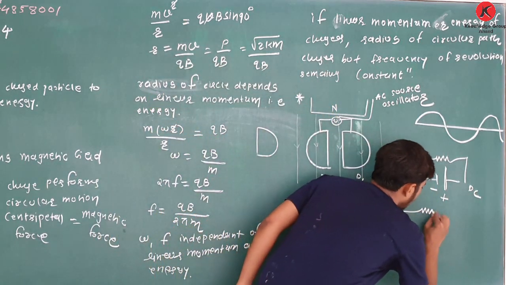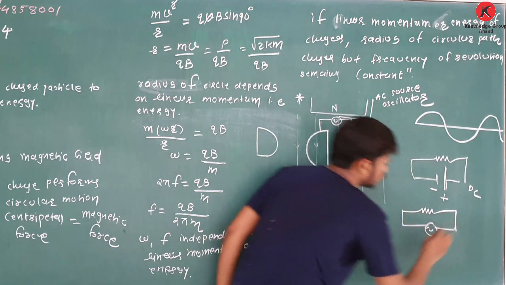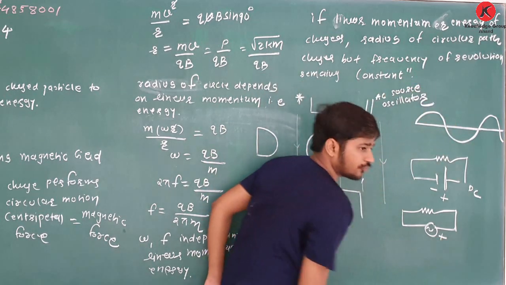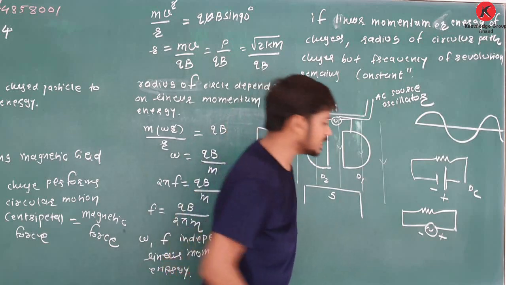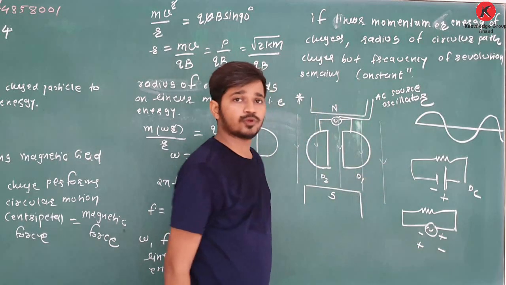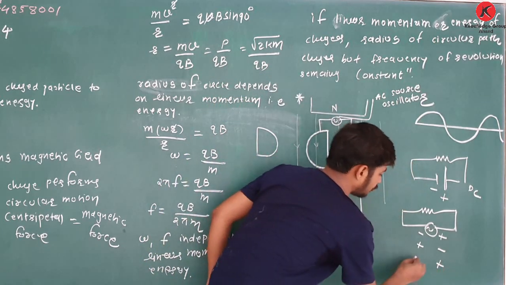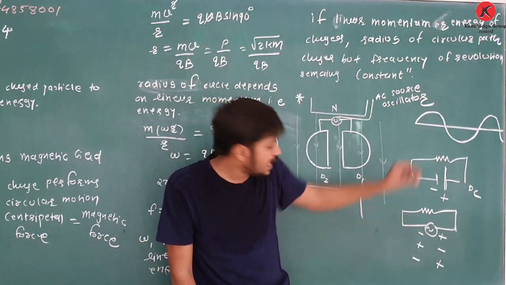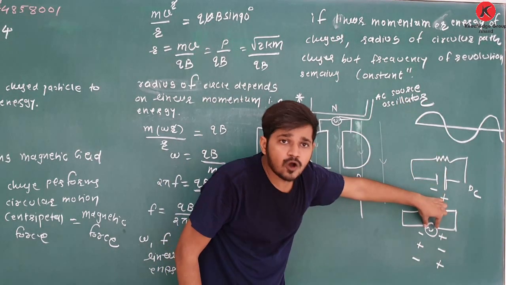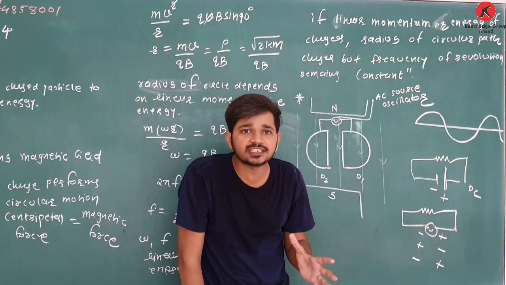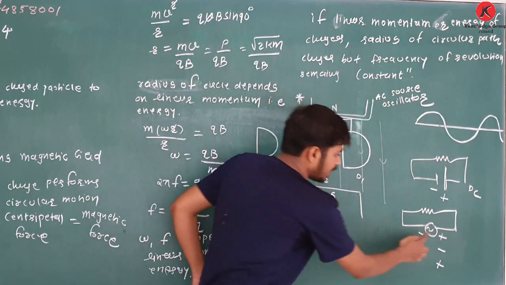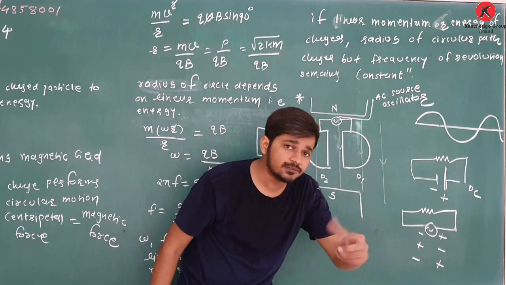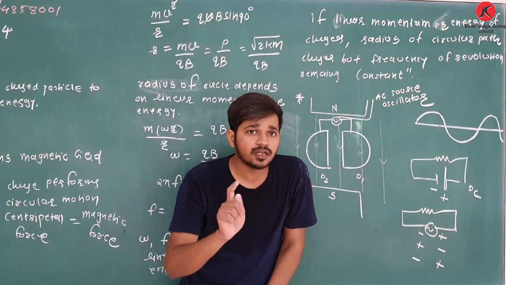But if I have an AC source like this, then during the first half cycle, if this end is positive, this end is negative. During the next half cycle, it will become negative and this will become positive. So yes, this is the meaning of an AC source or oscillator. The polarity of this source changes. During the first half cycle, if this end is positive, this end is negative, then during the next half cycle, the polarity is reversed. Clear about this?